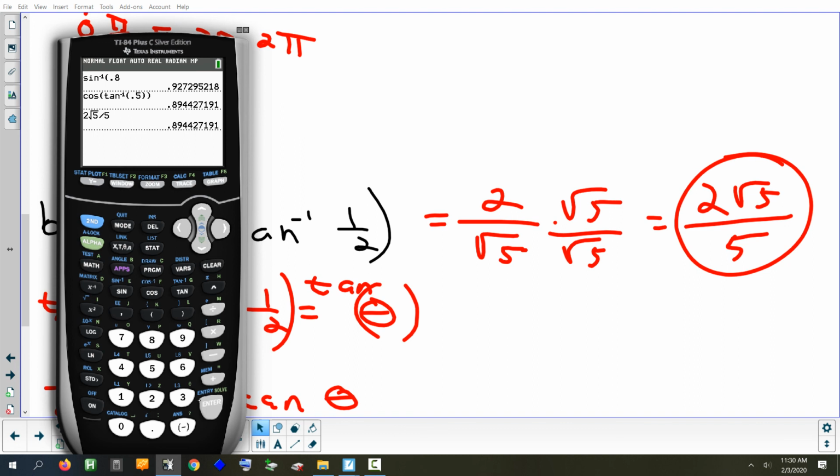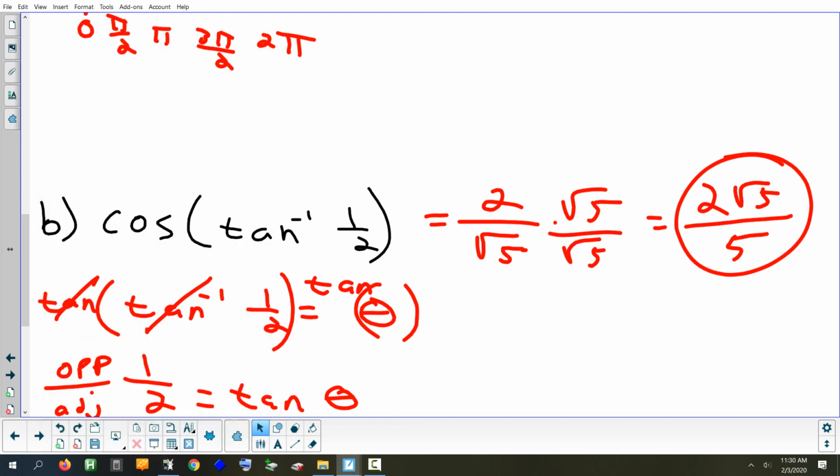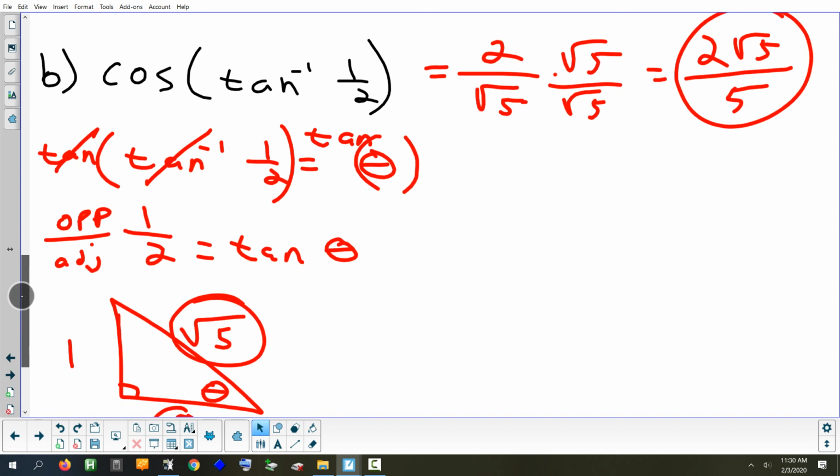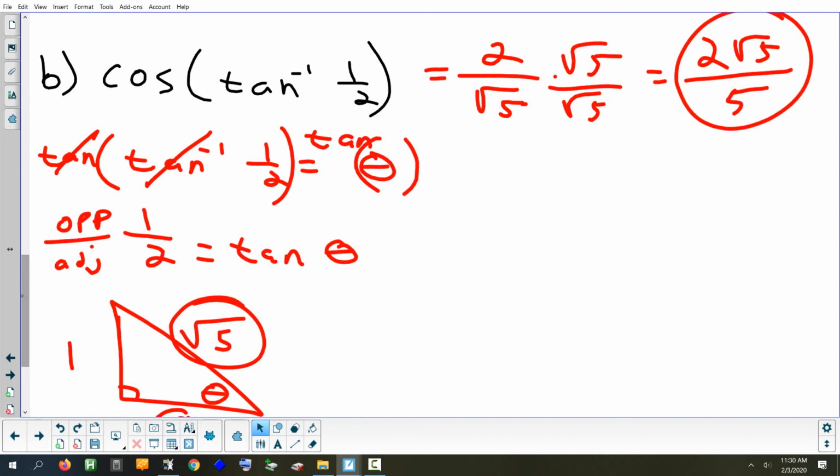0.8944. But there's no way that the calculator would ever give me 2 root 5 over 5. It can't. The calculator is always going to give you a decimal, but you can get the exact answer if you do what I just showed. Okay? And that's all the work.